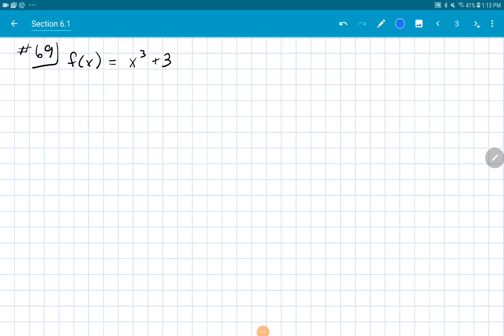In section 6.1, number 69, our directions are to find the inverse of this function, then prove by composition that the inverse is correct. And we need to check our domain. So remember, the first step of writing the inverse is to check that it's 1-to-1. And if it's not 1-to-1, we'll need to restrict the domain. So is this 1-to-1?